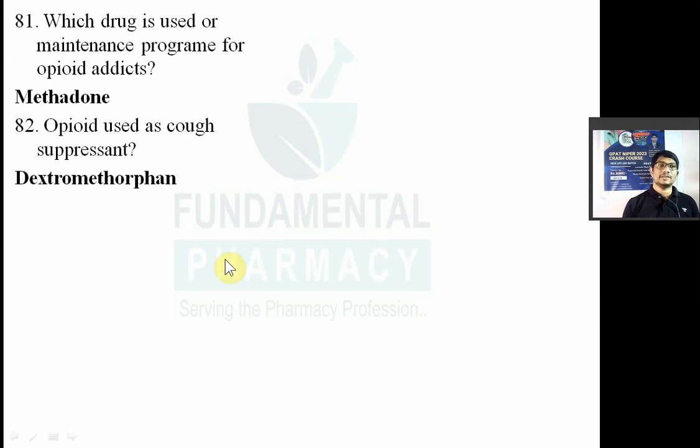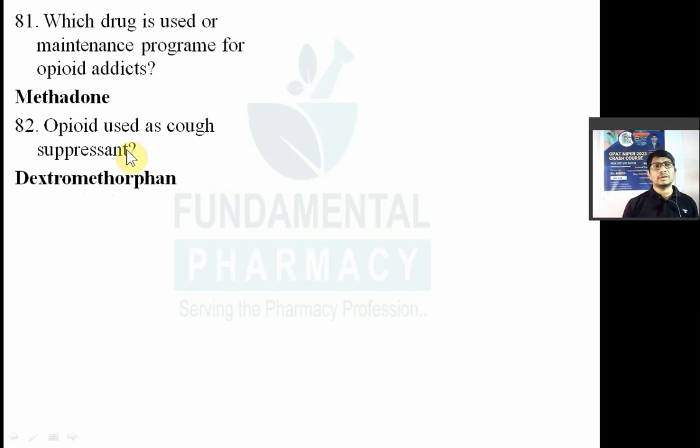Dextromethorphan is a semi-synthetic derivative of codeine. What is codeine? Codeine has analgesic activity as well as cough suppressant activity. It will increase the threshold of the cough reflex, so it is a central cough suppressant. So codeine, pholcodine, and their semi-synthetic derivative dextromethorphan are the drugs used as cough suppressants, right?